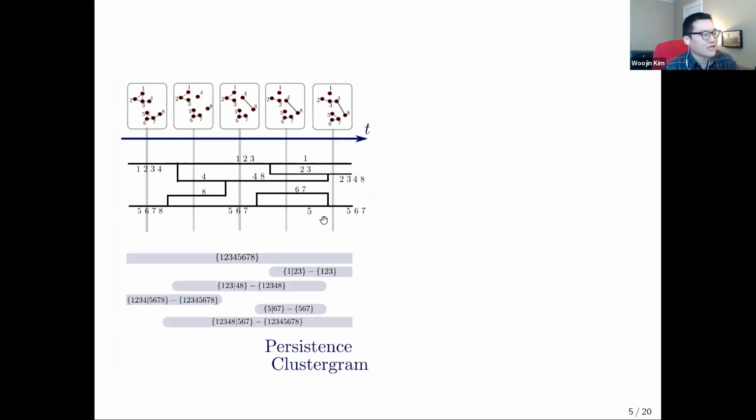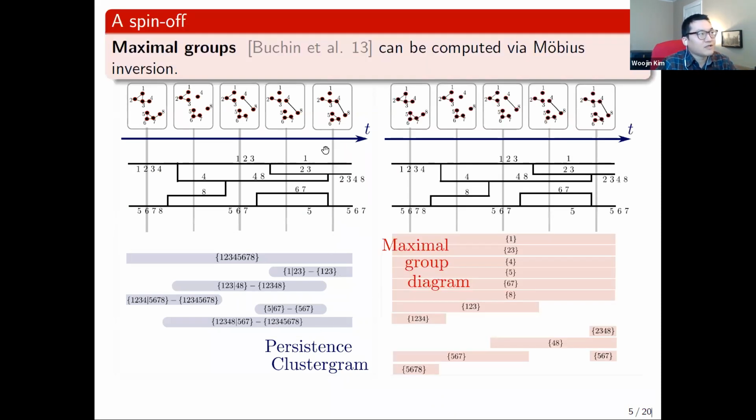Before going further, I'd like to mention one spin-off of our work. I already mentioned this persistent clustergram. There is a notion of maximal groups, given a collection of trajectory data, introduced by the computational geometers I mentioned before. And we found that those maximal groups can also be computed using the Möbius inversion by defining a suitable notion of rank invariant for formigrams and computing the Möbius inversion. That rank invariant is kind of dual to the rank invariant we used for defining the persistent clustergram.